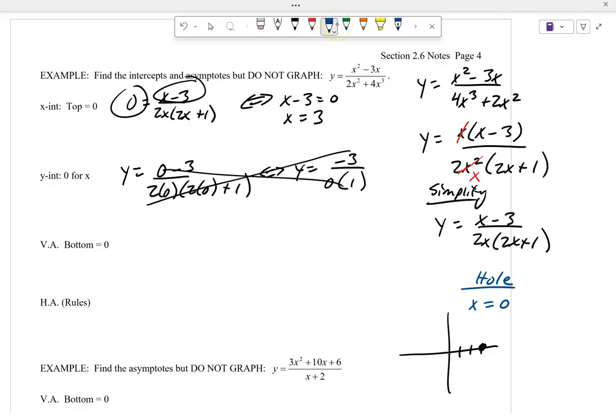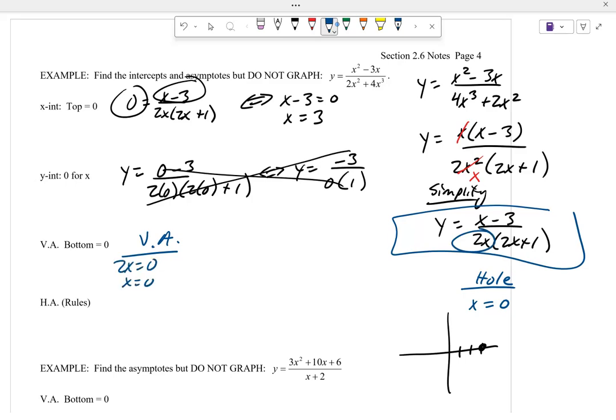Yes, I do. I'm going to take a look at where this thing is undefined. Well, if 2x equals 0, x equals 0. If 2x plus 1 equals 0, subtract 1, divide by 2, so x equals -1/2. So I have a vertical asymptote at x equals 0, and this one also has a vertical asymptote at x equals -1/2.